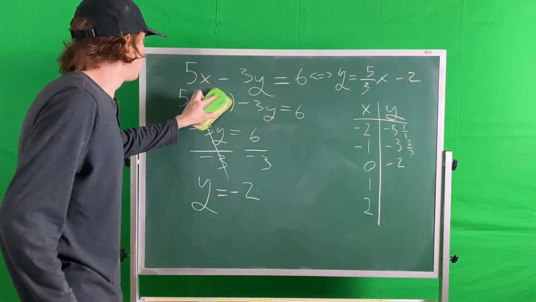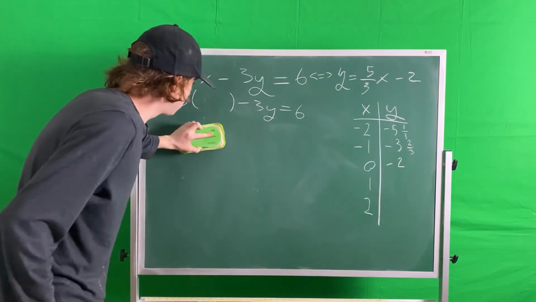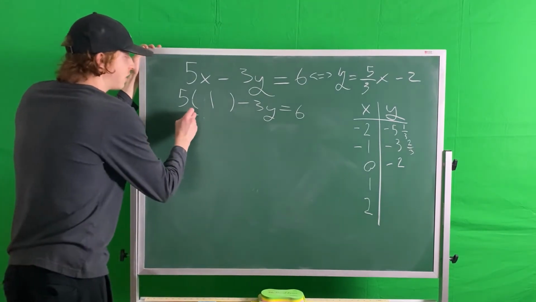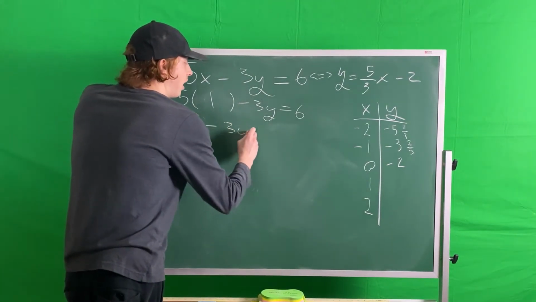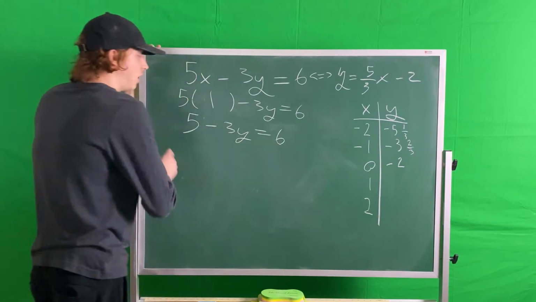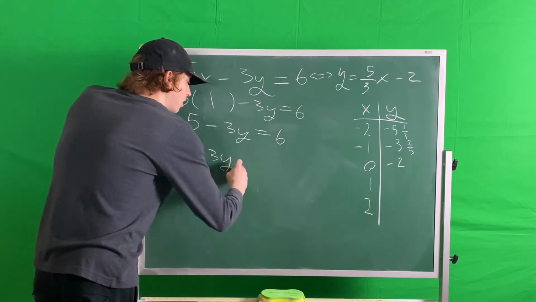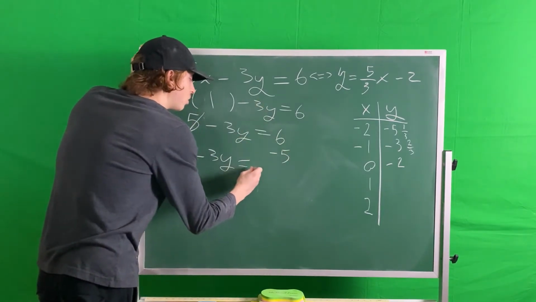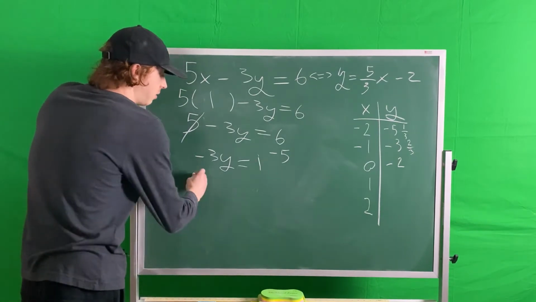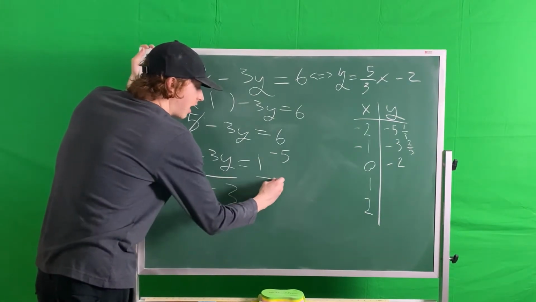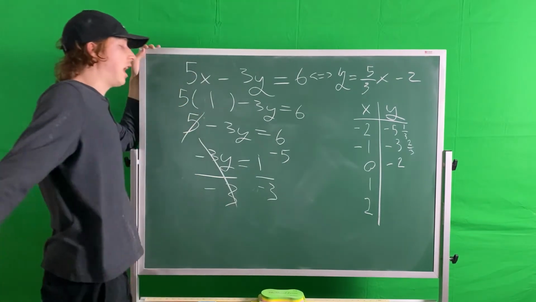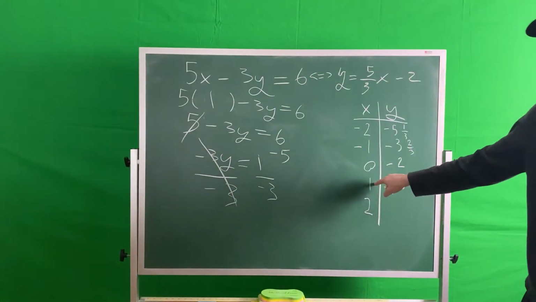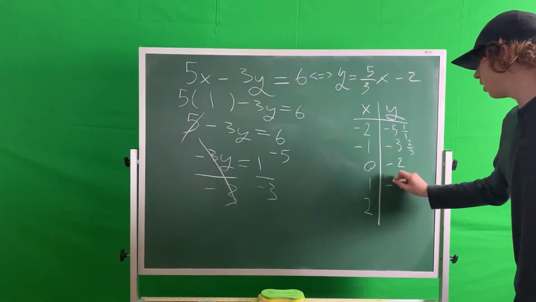Now we have +1. +1 would give us 5 minus 3y is equal to 6. We subtract 5, we have -3y equals 6 minus 5, which is 1. And then we divide again by -3. These cancel out, and we have y is equal to -1/3. So when x is equal to 1, y is equal to -1/3.